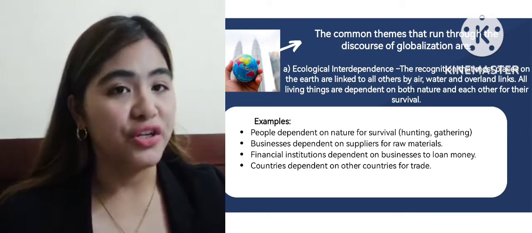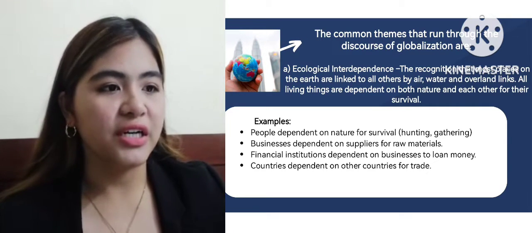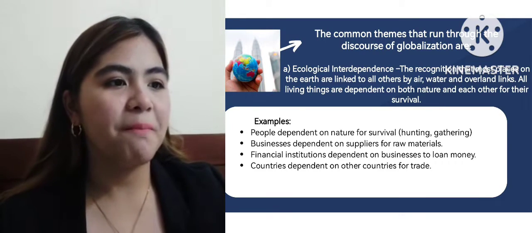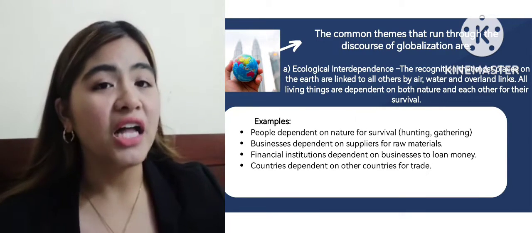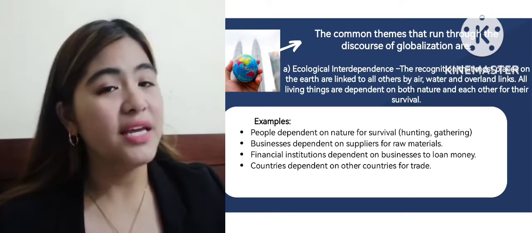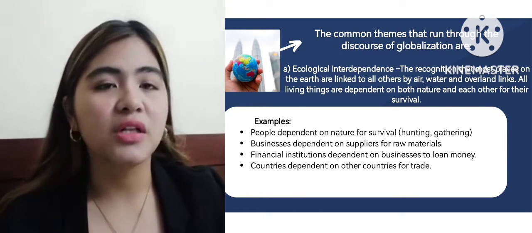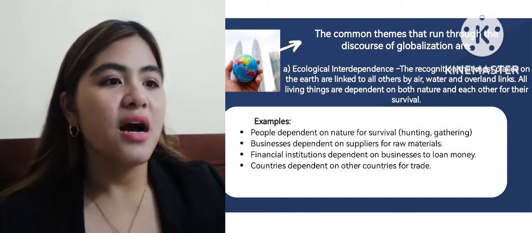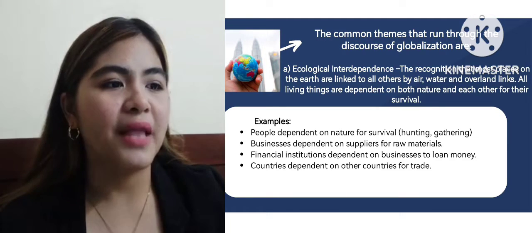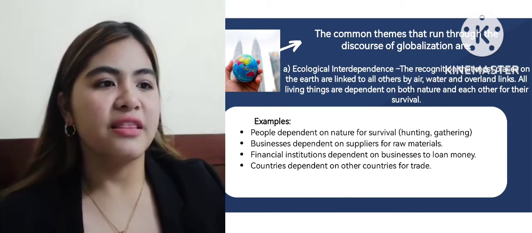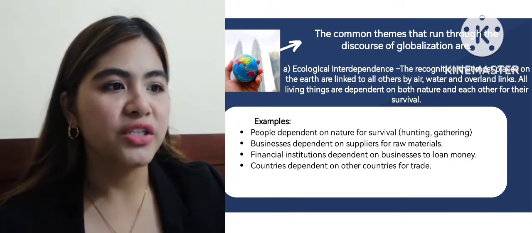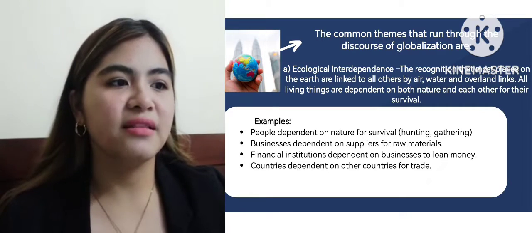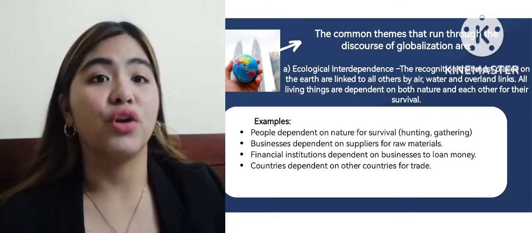We depend on others. So there are a few examples here for us to understand. Let's discuss it. Number one, people depend on nature for survival. We hunt, we gather the food that we eat, like water, fruits and vegetables, chickens, meats. Next is businesses depend on supplies of raw materials. The third one is financial institutions depend on businesses to loan money. And lastly, countries depend on other countries for trade.